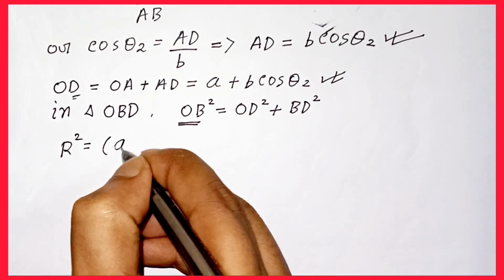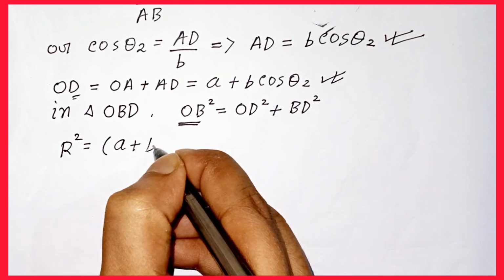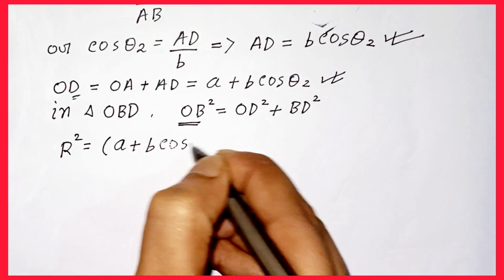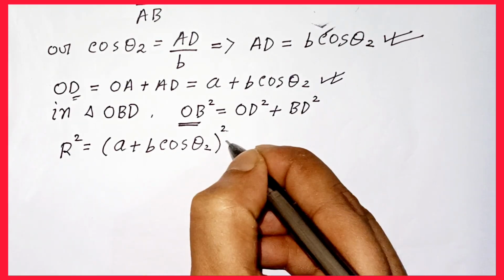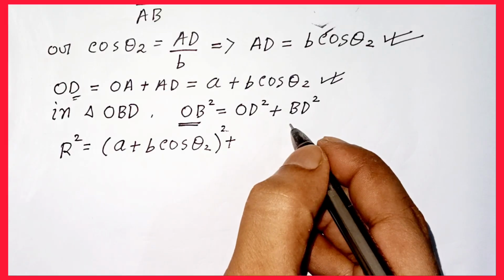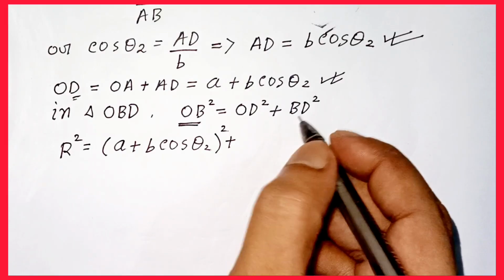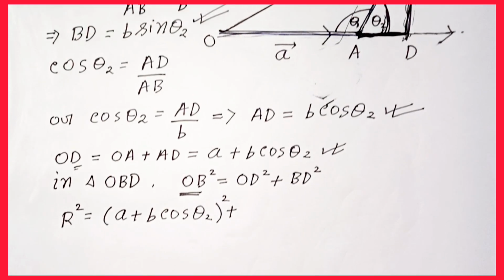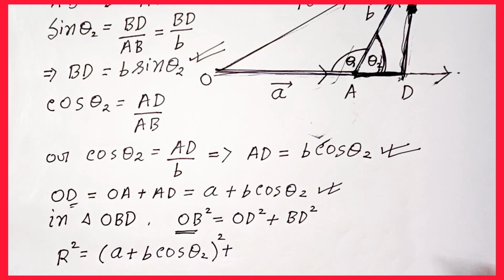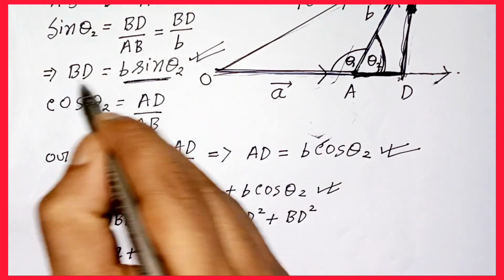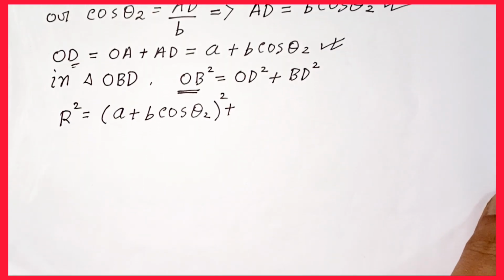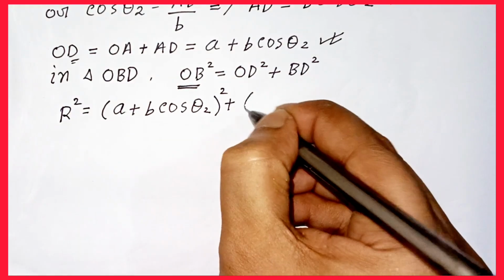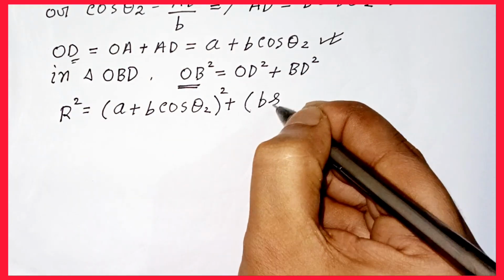So (A plus B cos theta 2) whole square. This is the total length of OD. Okay. Plus BD square. Where is BD? Wait, I will show everything, each and every term. BD is B sin theta 2. I never step jump. I do each and every line, each and every point.